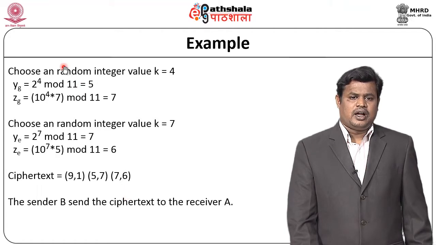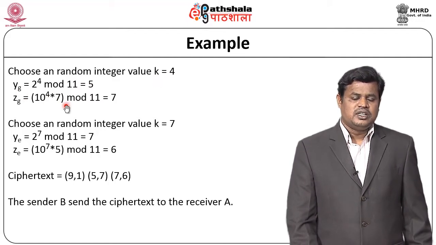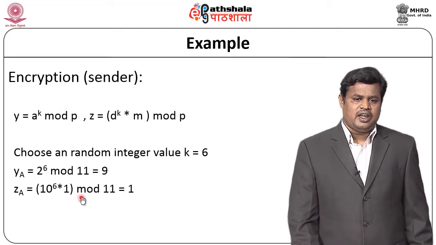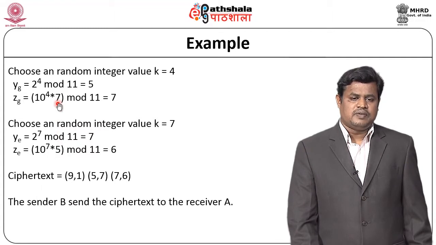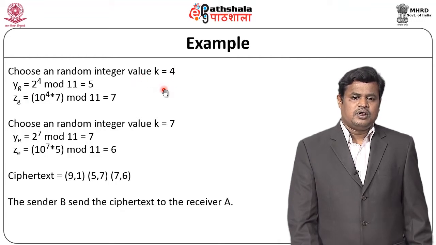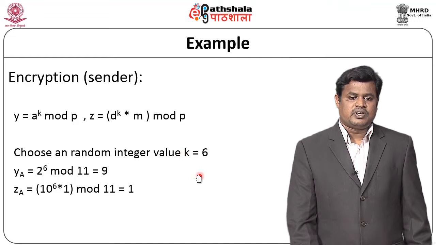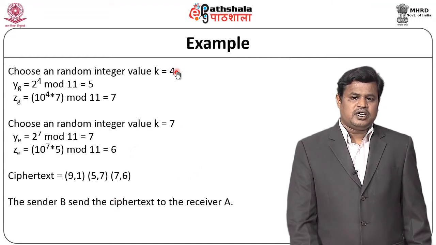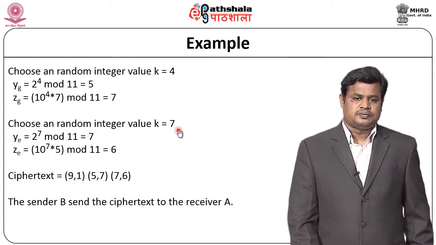Similarly, I choose a random integer k equal to 4. Now I will go for the next letter, G. The first letter A is equal to 1, the next letter G is equal to 7. Again we can see there is a generation of a random integer: for the next letter k is equal to 4, previously k was equal to 6 for the first letter. For the second letter they choose k equal to 4, and for the third letter they choose k equal to 7.